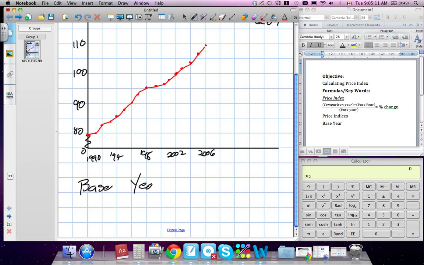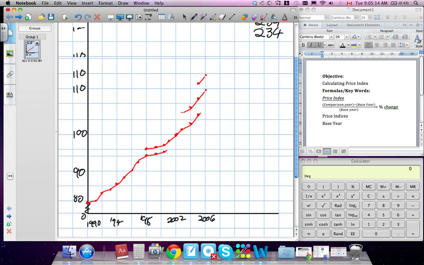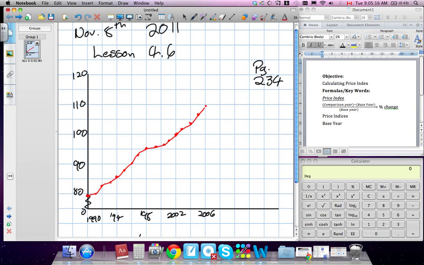It'll help whenever you're trying to find percentage change if you use a base year that has a price index of 100. It'll make it the easiest. So what base year had a price index of 100? And this is our price index, so the CPI, and these are our years. Which year had price index of 100? 02. Okay? So 2002, we're going to use that as the base year, okay?